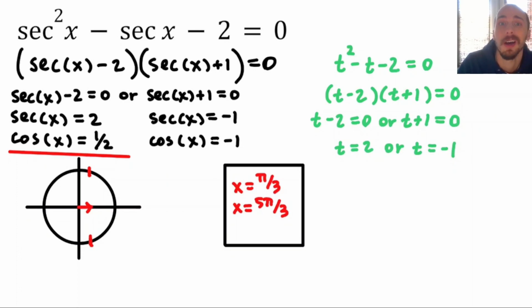And then I'll think about the other equation that could possibly give me solutions. Cosine x equals negative 1. Well, that's when the horizontal displacement from the y-axis is negative 1. I'm all the way to the far left edge of the unit circle. That's going to be right there. And that's an angle of pi, so I've got x equals pi as one of my solutions there.